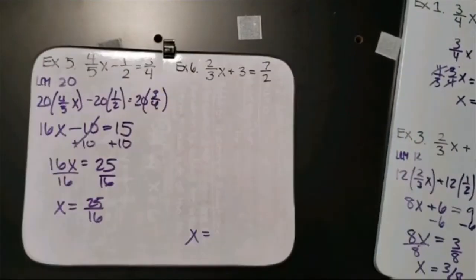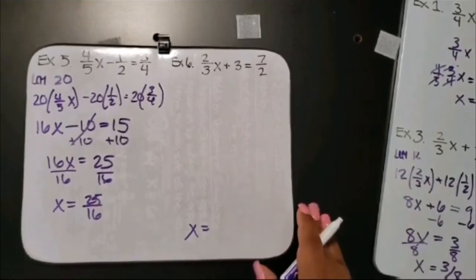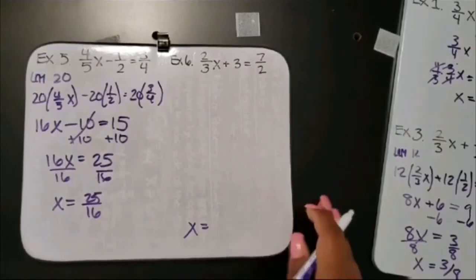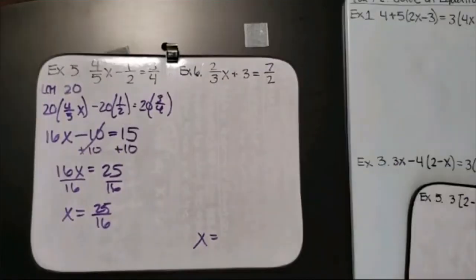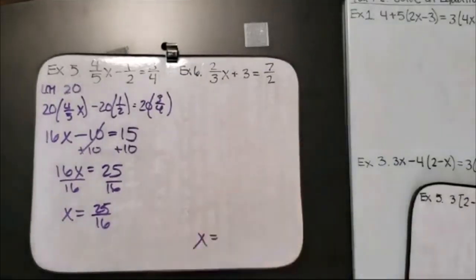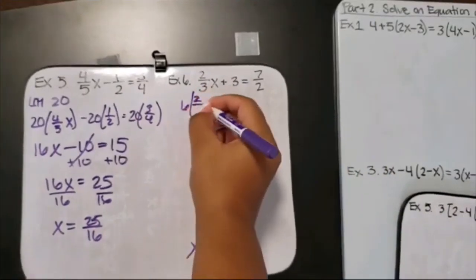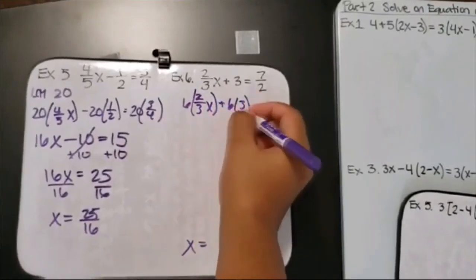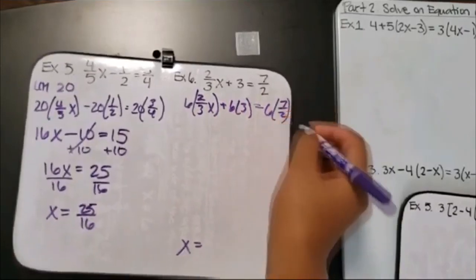All right. Number 6, we have 2 over 3x plus 3 equals 7 over 2. Make sure that you find your LCM. Hopefully everybody got 6 for the LCM. So we want to multiply everything by 6. So we have 6 times 2 over 3x plus 6 times 3 equals 6 times 7 over 2.